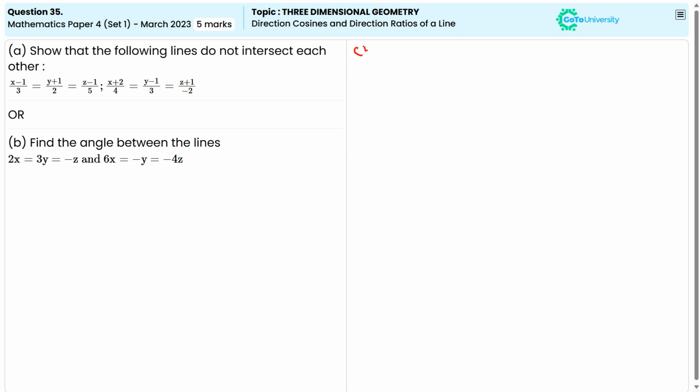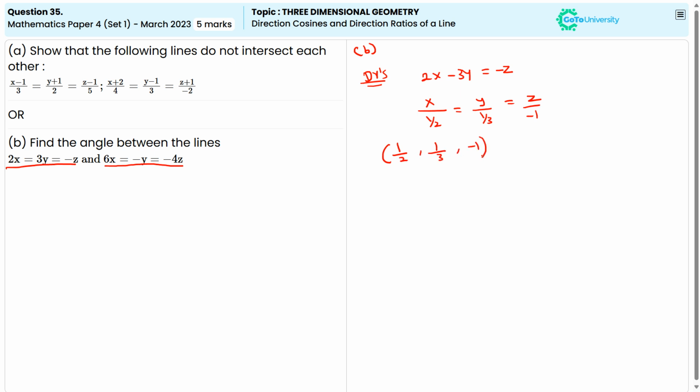Now let us solve question B. Here the question is: find the angle between the lines 2x equal to 3y equal to minus z and 6x equal to minus y equal to minus 4z. Now we are going to write the direction ratios of the first line 2x = 3y = minus z, which can be written as x by 1 by 2 equal to y by 1 by 3 equal to z by minus 1.